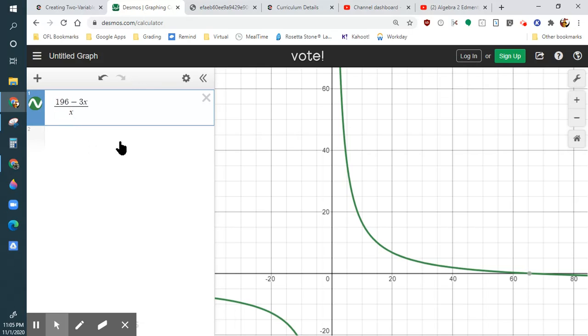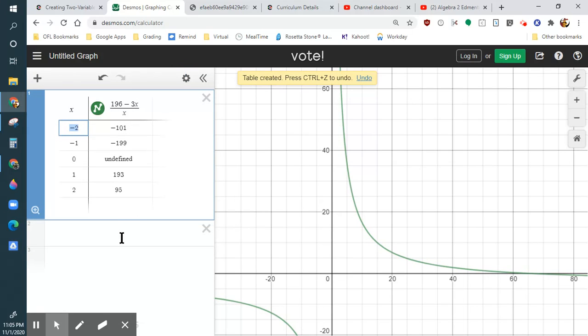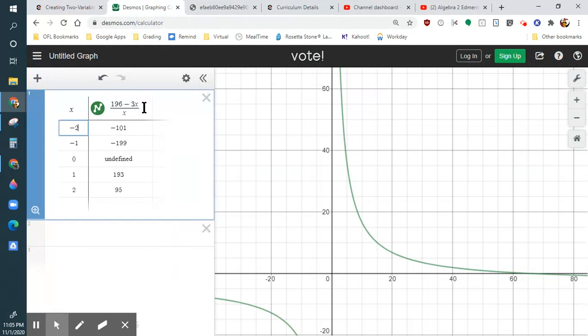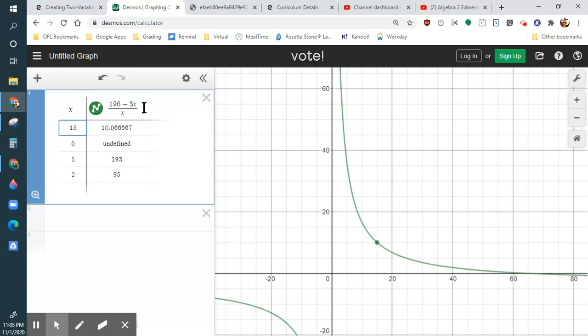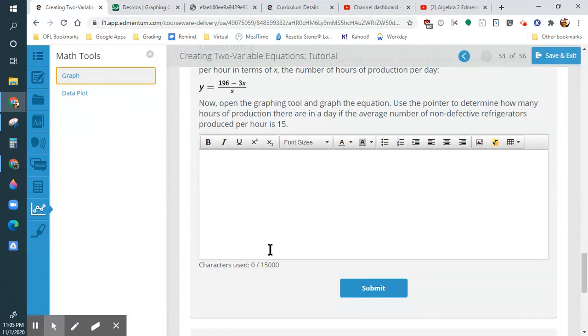An easy way to kind of solve this is you can make a table. So, table this. We have this equation, and if we're trying to make x equals 15, we can literally type in 15 here, and it'll give us the answer. Guess they want us to say 10.